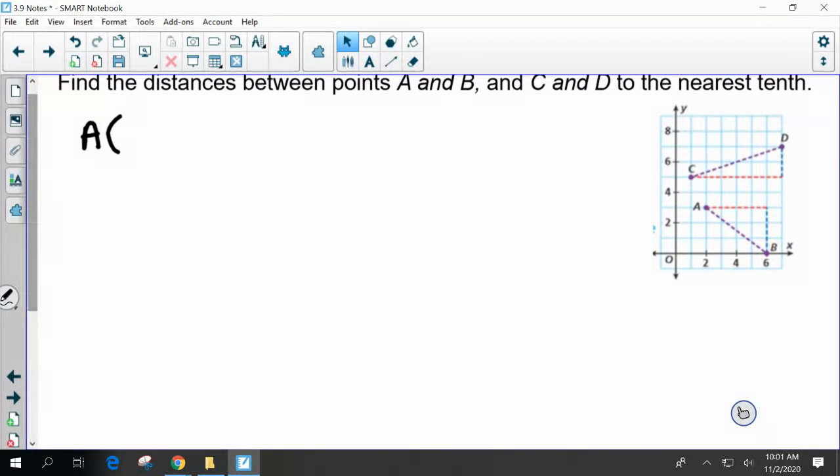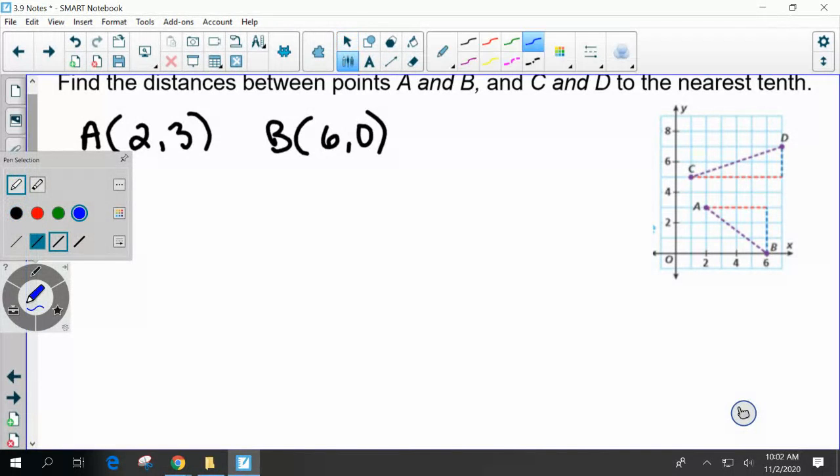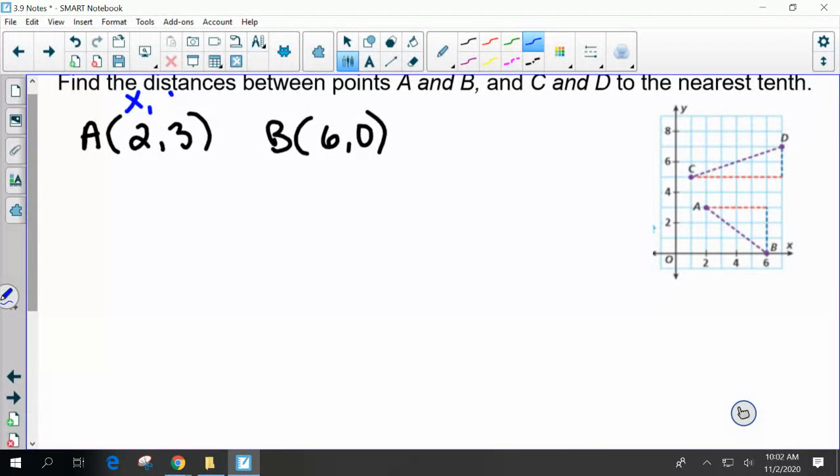So your coordinates for A are 2, 3. And then your coordinates for B are 6, 0. So that's your first step. And then you could go through and label them. You don't have to do this every time, but sometimes this is helpful at the beginning. So this is x1, y1, x2, y2. And then I'm going to plug them into that formula.